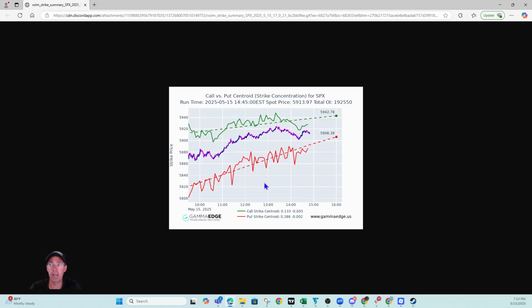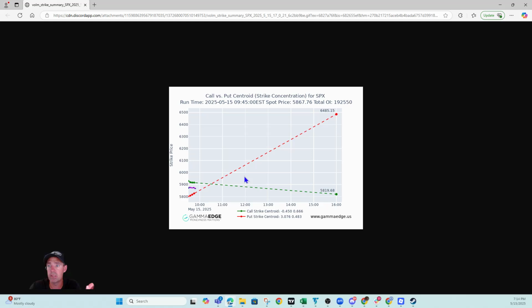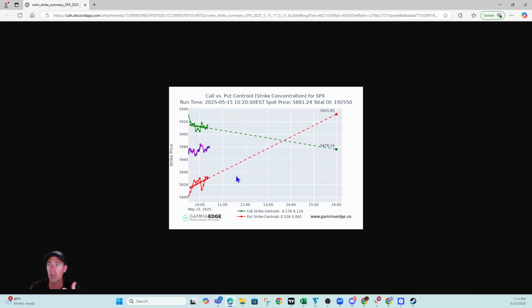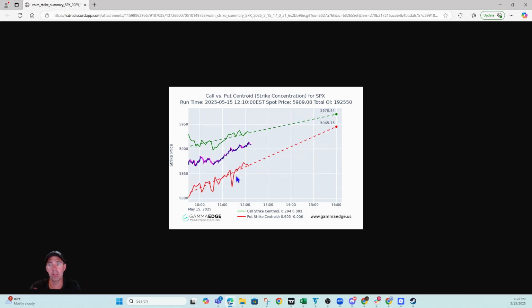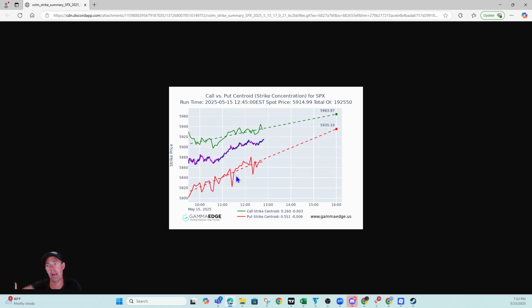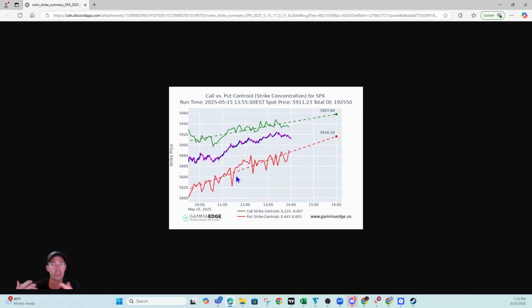Obviously, towards the end of the day, we were trending up on the call and put centroids. So it's a trend up day. You'll see the start here. We actually had a crossing of the call and put centroid, but you see how quickly that call centroid started rising, right? That means out of the money call speculation is coming into the market, out of the money put speculation is not occurring, and we get that rapid appreciation to the upside.